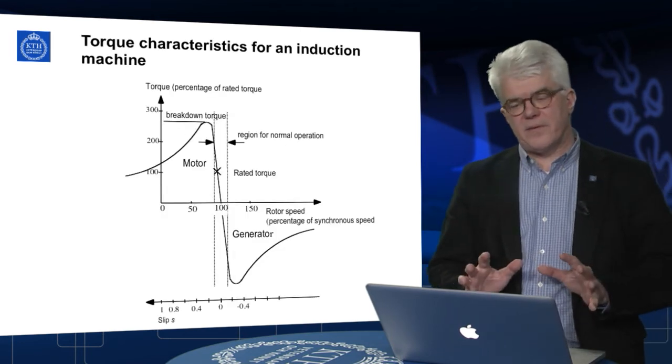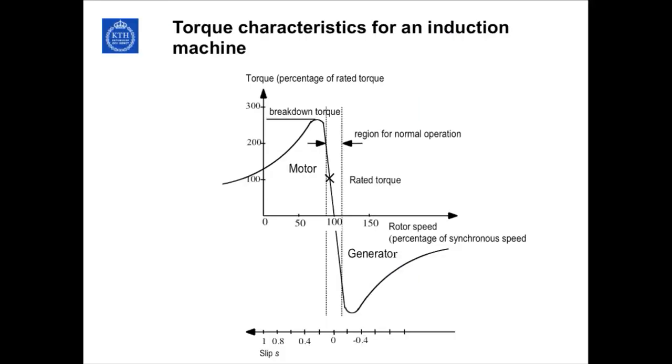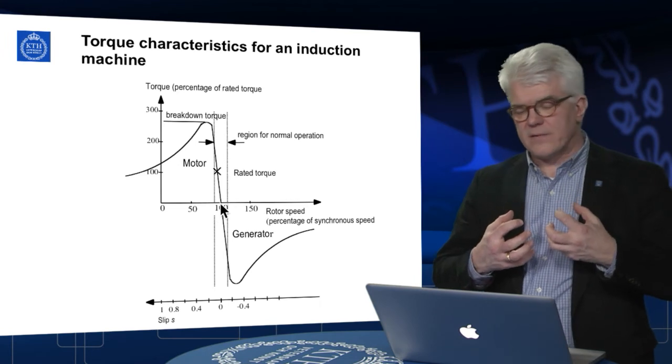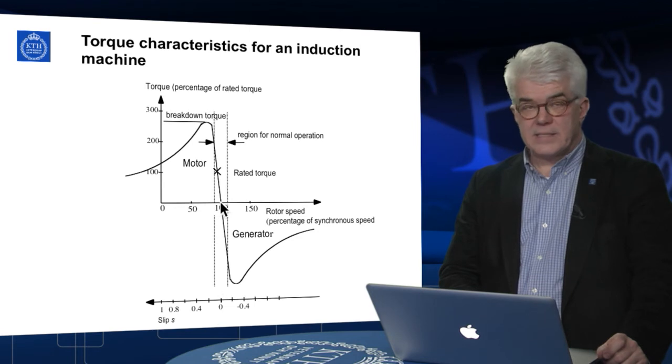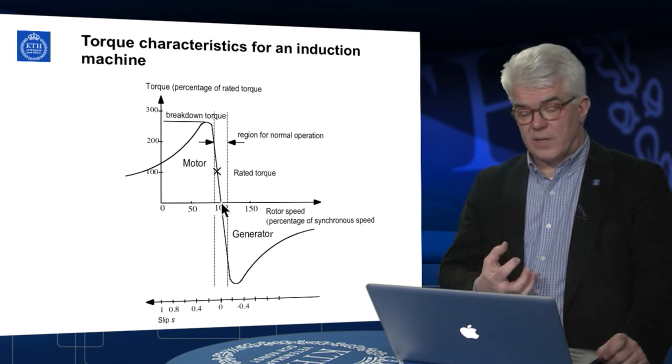So if you plot this equation now, you get these torque characteristics for the induction motor. This is a very well-known curve that describes the torque as a function of the speed of the machine, or as a function of the slip down here. And as we discussed before, at the synchronous speed, that is slip equal to 0, the torque is 0. So there is no torque produced at synchronous speed.